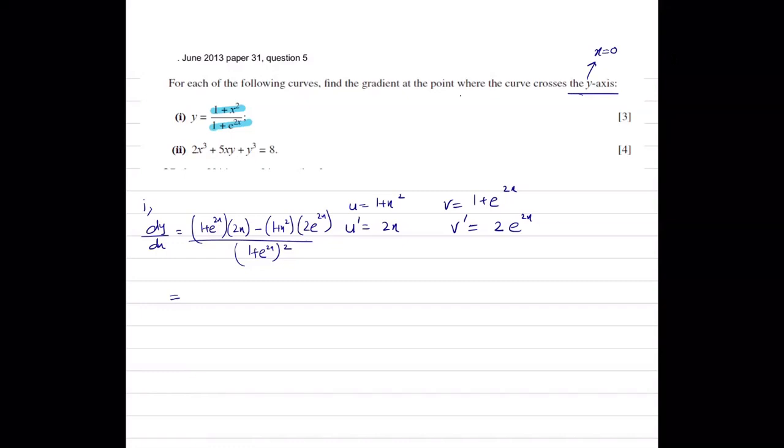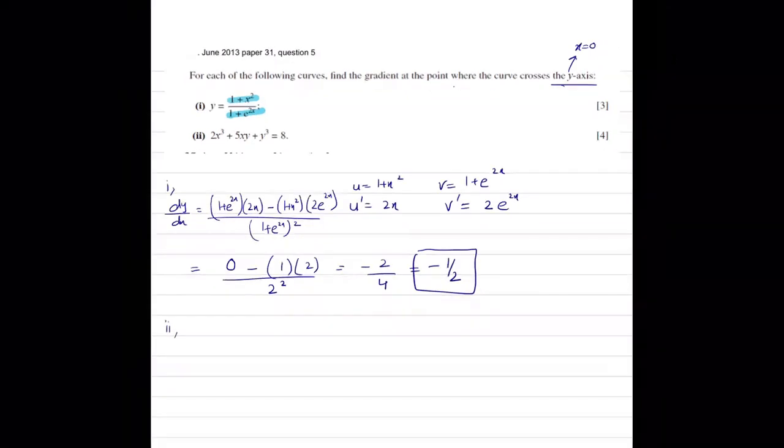If you plug in 0, the first term is going to be 0 minus 1 times 2 over 2 square. So minus 2 upon 4, that is negative 1 upon 2. This should be your answer. Right? Is there any step that you want me to repeat?